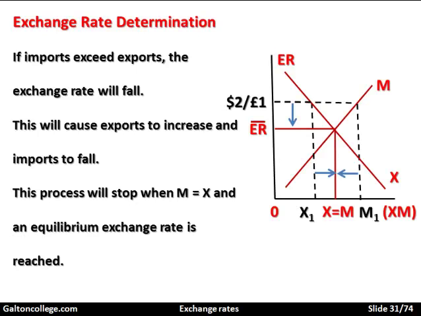So we have the equilibrium exchange rate, ER bar, bar on top. So the exchange rate is at equilibrium. And if you trace that line downwards, you see that X is equal to M on the horizontal axis. So exports equals imports.